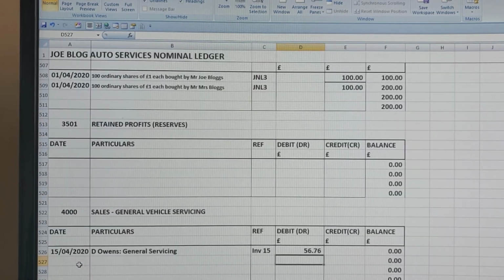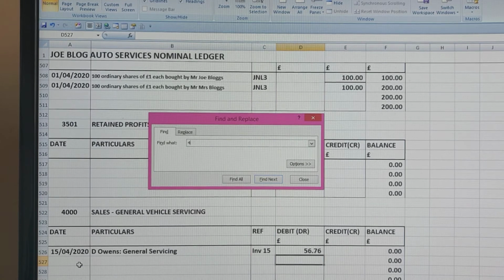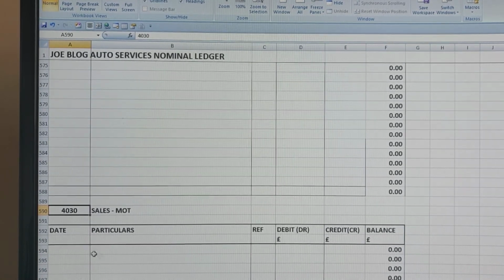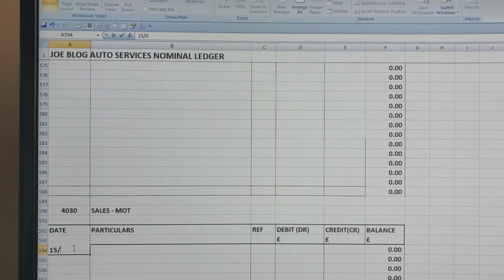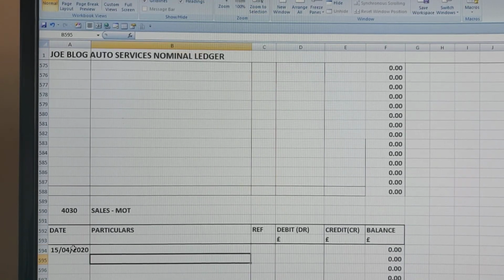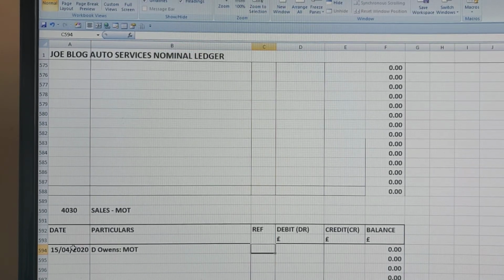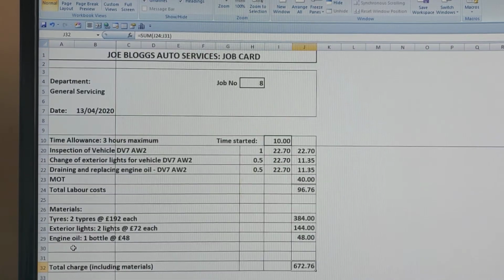Again, it's a sales item, so it's going to be credited, 4030. The date is 15042020, DON, MOT, invoice 13. Again, it's going to be a credit item, so it's £40.